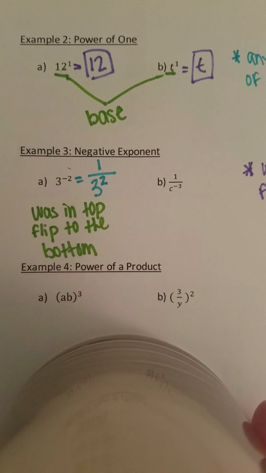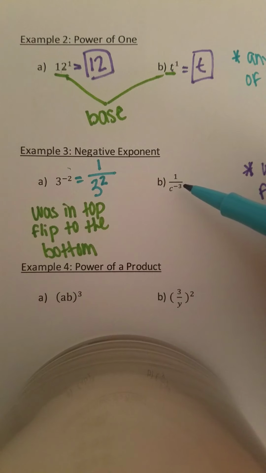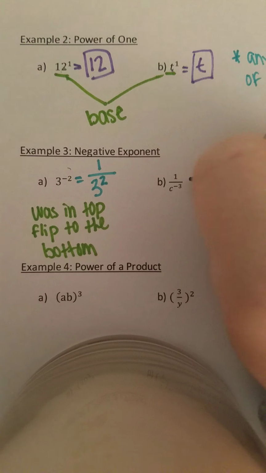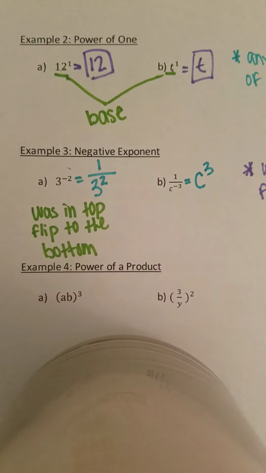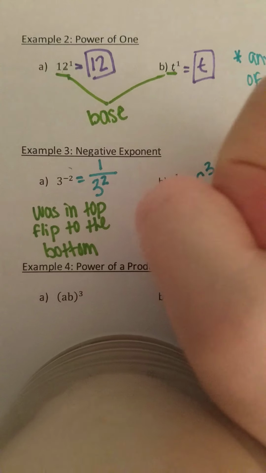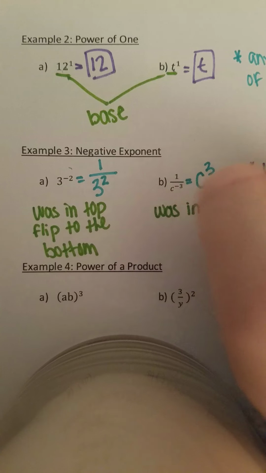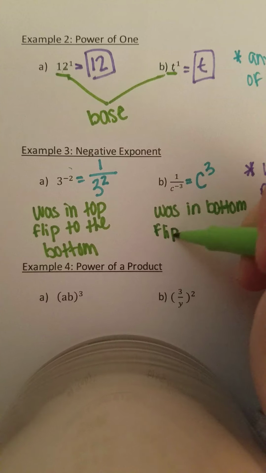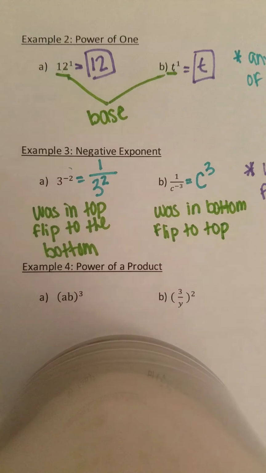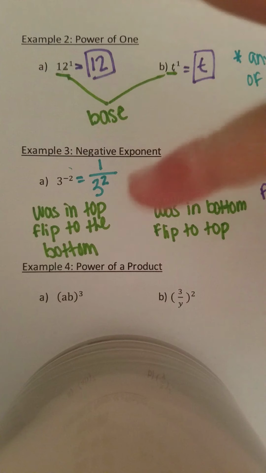And so for letter B, we're going to do the exact opposite. So in this case, c to the negative third starts in the bottom of a fraction. And so if it starts in the bottom, we're going to flip it to the top. So now it's going to be c to the third power. So it was in the bottom, flip to top. And so you're just kind of flipping it upside down or taking the reciprocal, if you remember what that word is, which is where you flip it the other way.